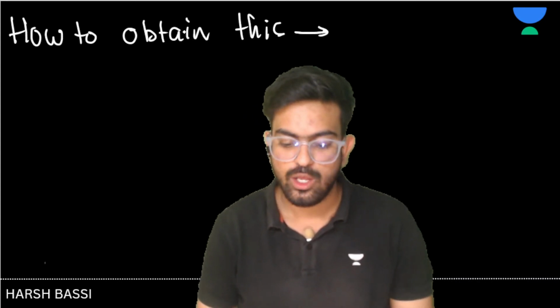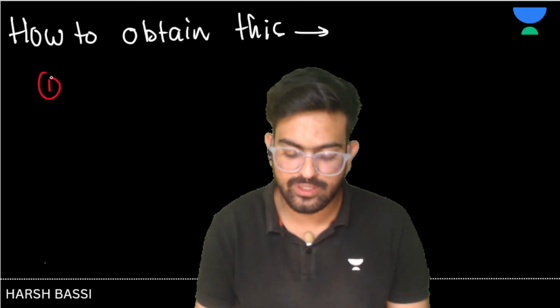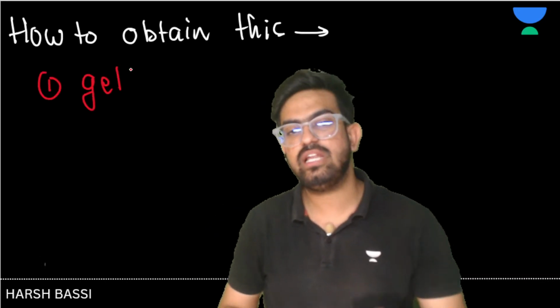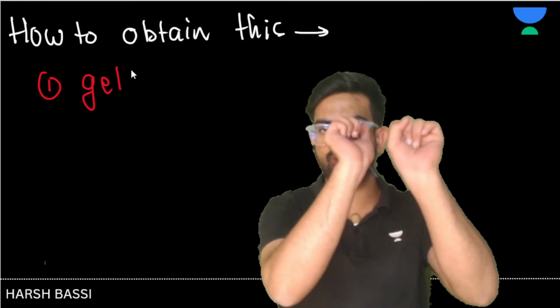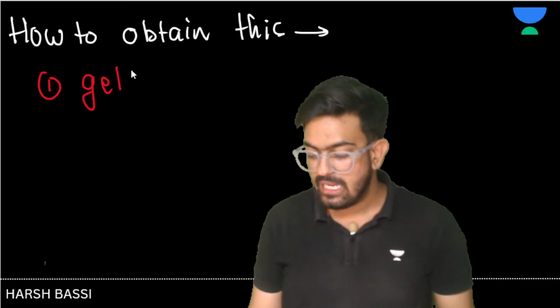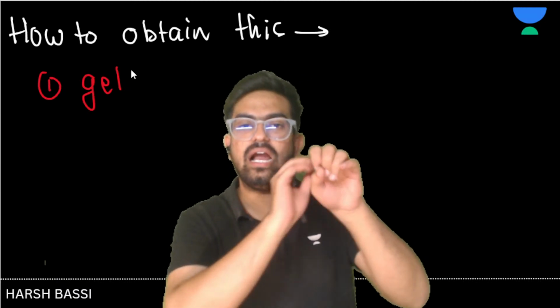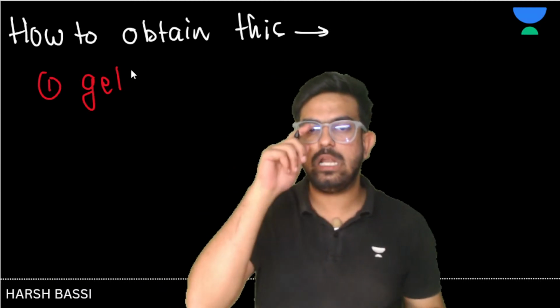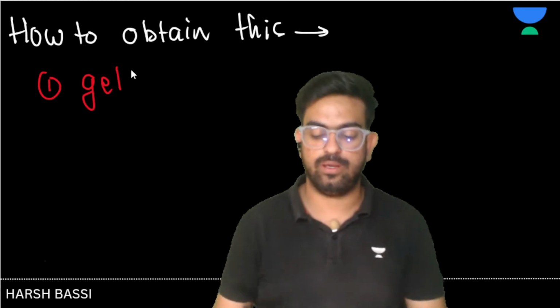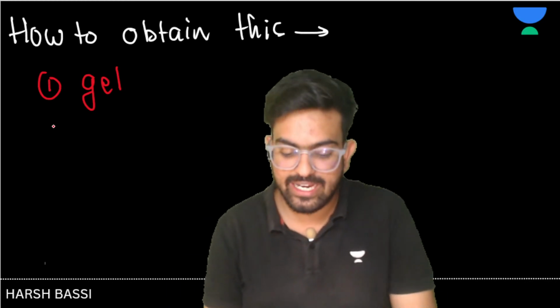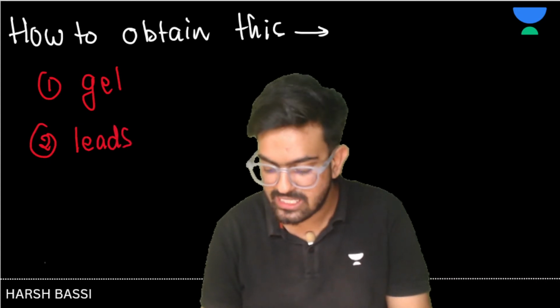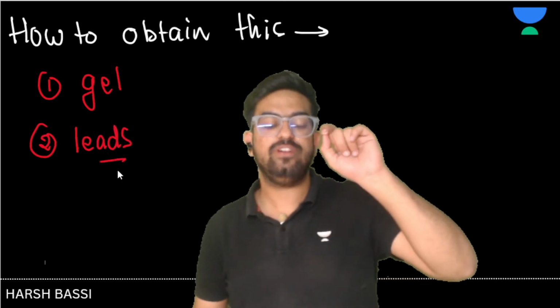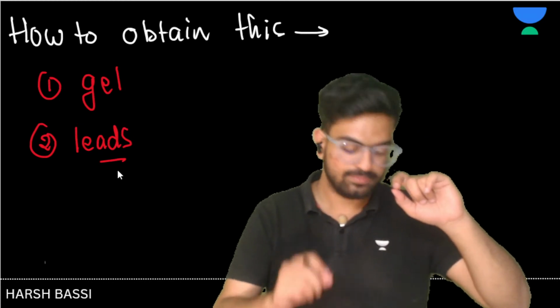What we do is that first we put a gel. Where do we apply the gel? We apply gel on both wrists and on the left ankle, and some on the chest. Okay, the gel is applied. The second step is leads. They are known as leads. In movies you might have seen them.